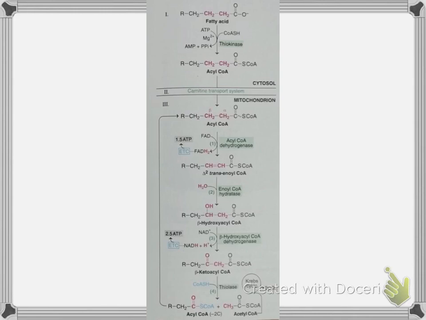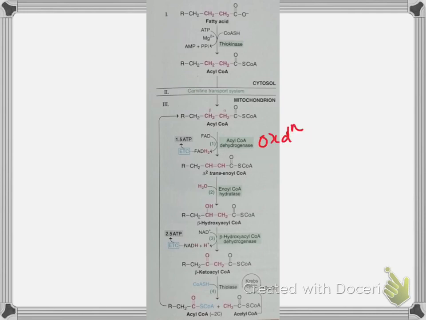Now coming to the third step of beta oxidation, that is beta oxidation proper, which takes place in the mitochondria. Each cycle of beta oxidation liberates the 2-carbon compound acetyl CoA, CH3-C=O-S-CoA, which occurs in a sequence of 4 reactions. So the first one is oxidation.